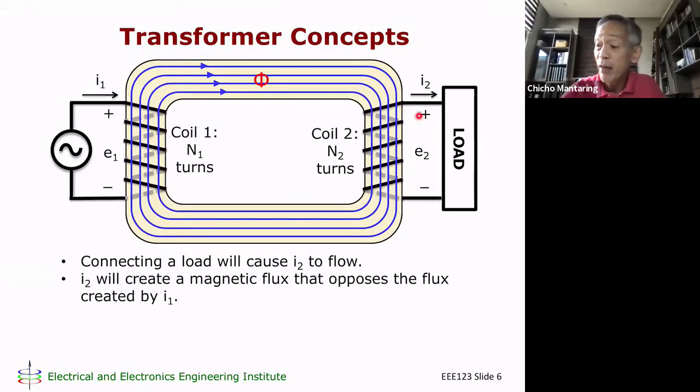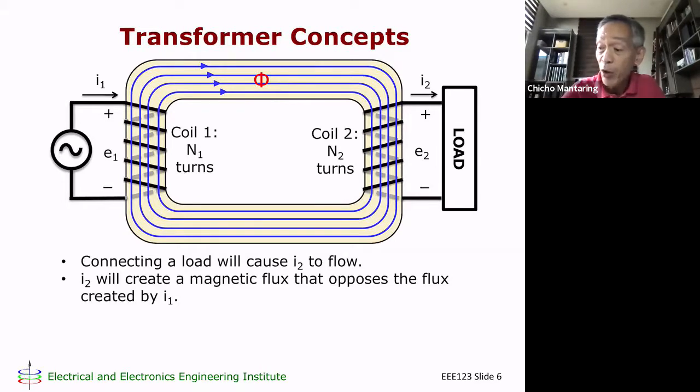But because the flux created by I2 opposes φ, the action of I2 will be to try to decrease the value of φ. Okay, but the setup wants to retain a certain value of φ. So what will happen? Because the setup is trying to retain a certain value of φ, ang mangyayari, I1 will increase. So earlier, nung wala yung load, I1 was very small. It was just the current needed to magnetize the core.